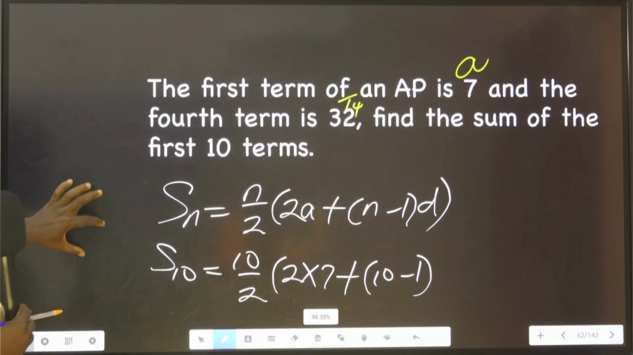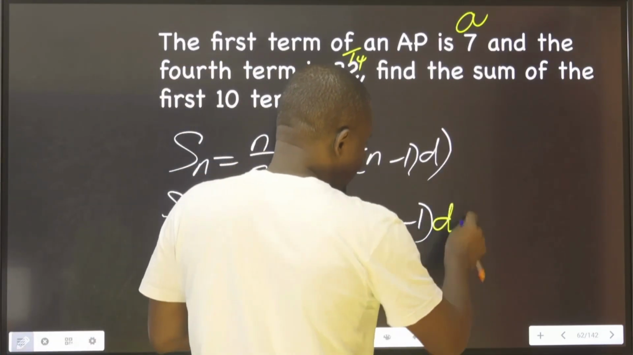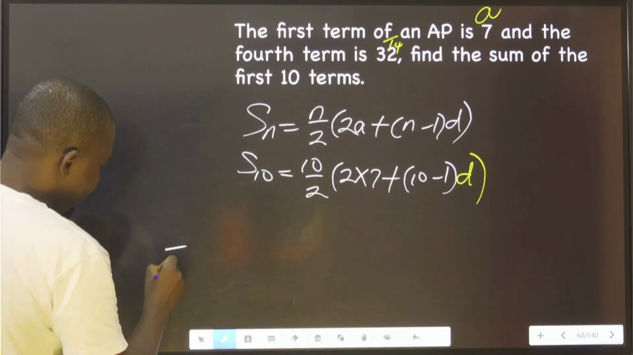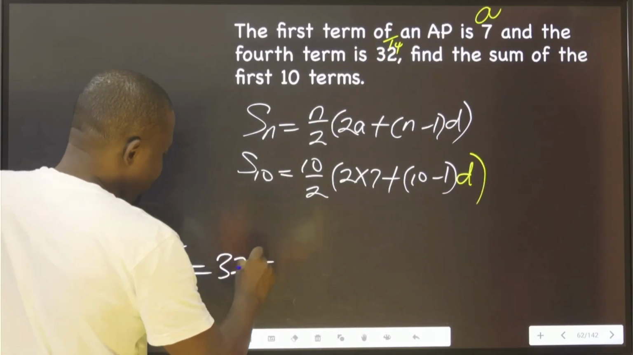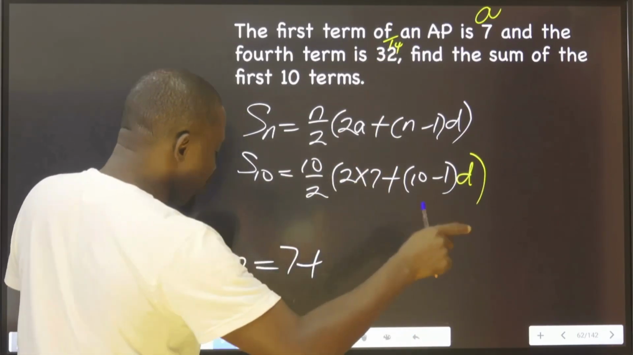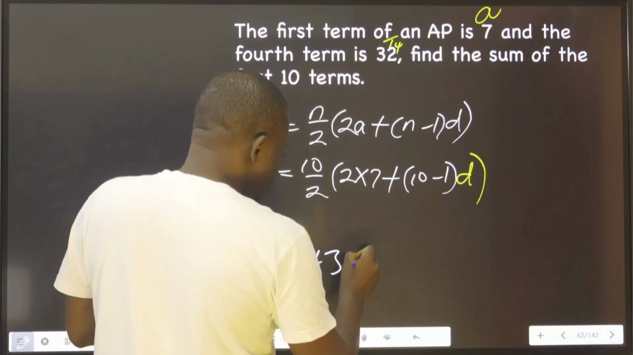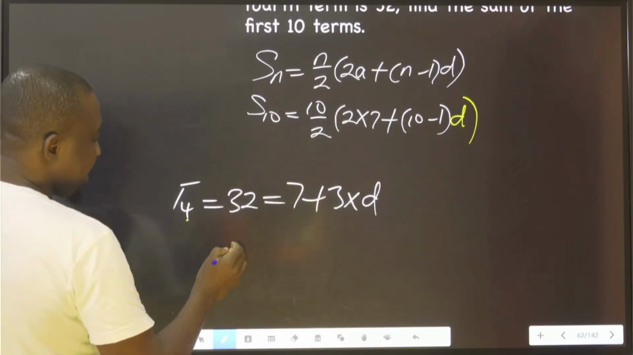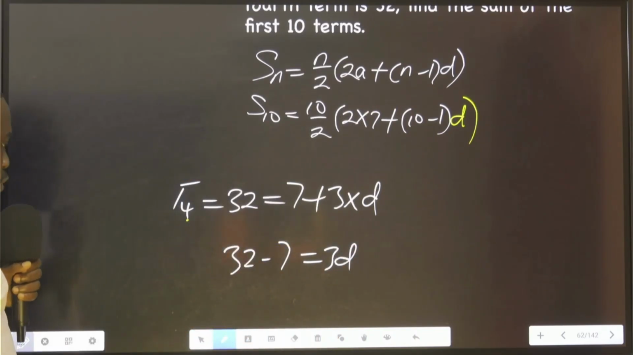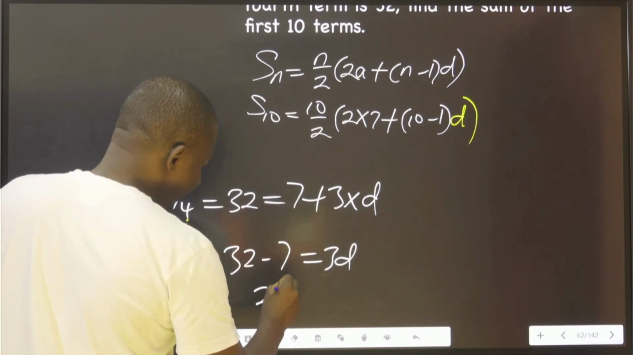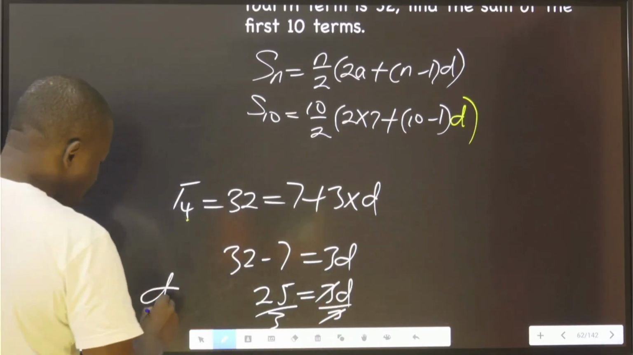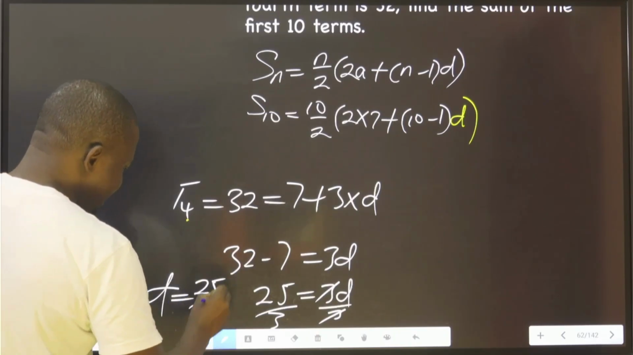We don't know D. So let's go and look for D. We already know that this is equal to 32, which is equal to A, and our A is 7, plus N minus 1, which is 4 minus 1, which is 3, multiplied by D. Okay? That is 32 minus 7 equals 3D. If you subtract these two, you agree with me, you're going to have 25 equals 3D. Divide both sides by 3, our D is equal to 25 over 3.